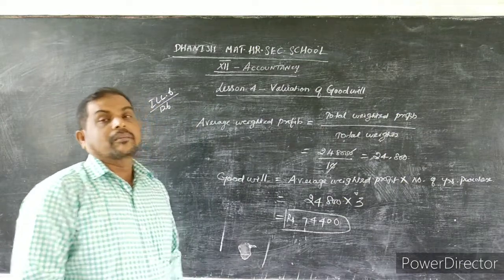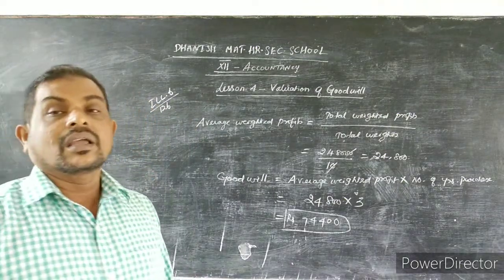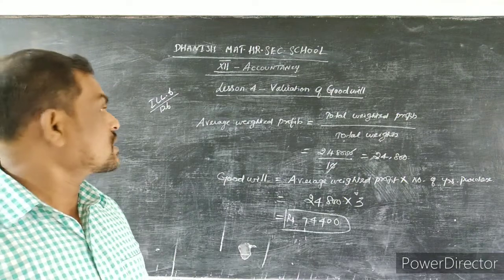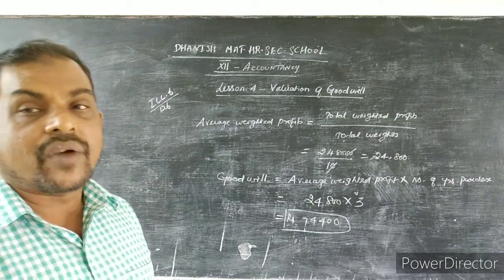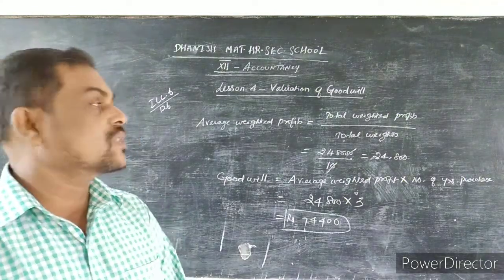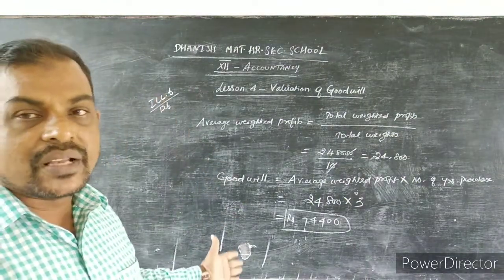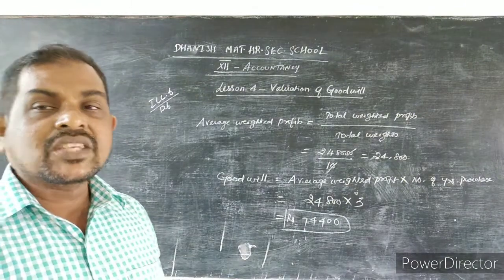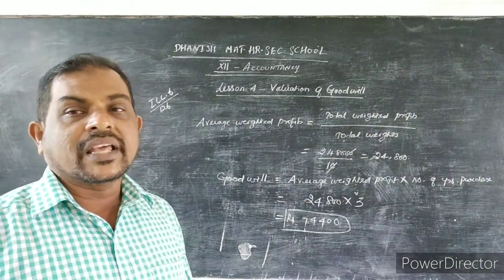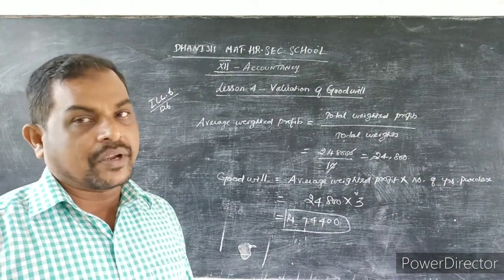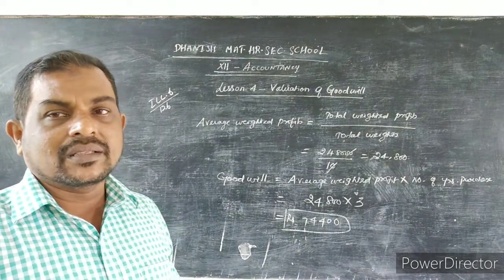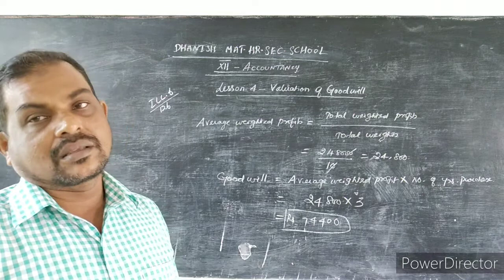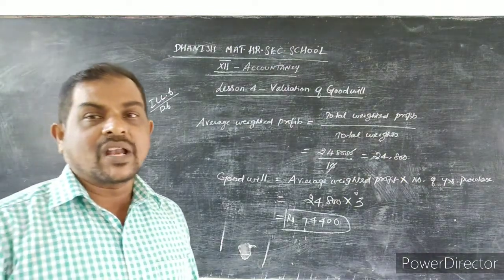Okay. Based on the sums we have done so far, exercise 4, exercise 5 and exercise 6, please practice the exercise sums also. In the next class I will teach you the next method, the super profit method. That is also a very important method. So we will see the next class, super profit method of valuation of goodwill.